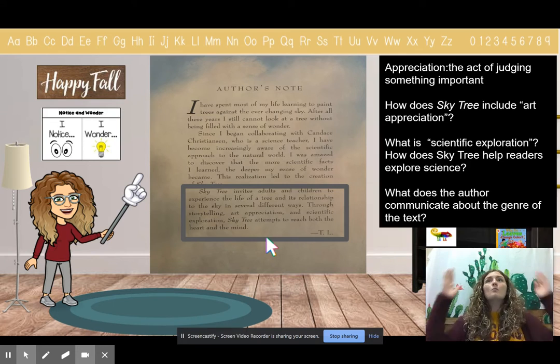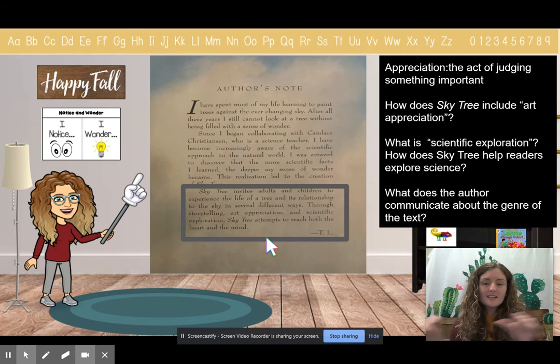So he also talked about art appreciation. What kind of art do we see in this book? We saw oil paintings, and what did all of the oil paintings show us? Tell me in the Ed Puzzle, what do all the oil paintings show us in Sky Tree? It shows us the changes that the tree goes through during the seasons, and it shows us what the sky looks like too with those changing seasons. So Thomas Locker wants us to understand the cycle of seasons and how a tree goes through all those seasons. He wants us to appreciate art and showing us how the tree goes through changes.